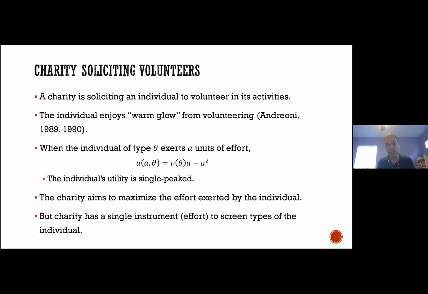So here I presume the charity's aim is usually to maximize the amount of effort exerted by the individual, but the charity cannot offer transfer payments, right? They don't usually pay you money for volunteering. It's a free activity. So the only thing the charity has in order to screen types of the agent is basically an effort schedule. So what kind of effort schedules or contracts can the charity offer in this situation, and which of those is going to be optimal?